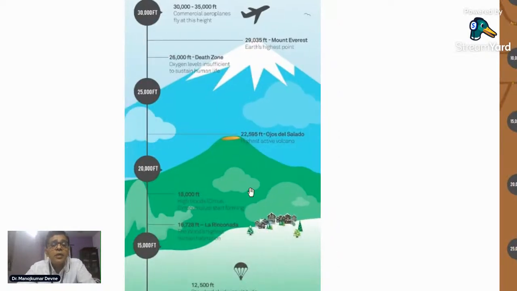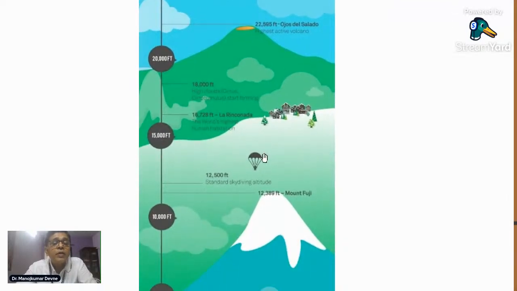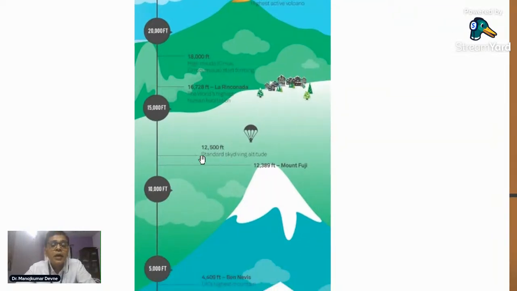And then these are a few other places. And something that we had not done earlier is the highest world habitation, La Rinconada, that's around 16,000 feet. This is again in Peru. And then this is the height of the clouds, the highest of the clouds, the cirrus clouds, 6 kilometers high. And then the standard height of skydiving.